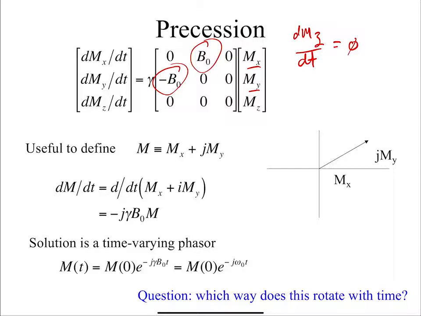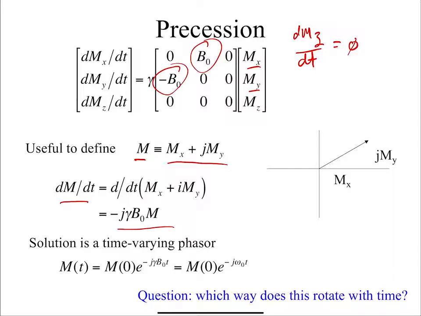All right? So it's going to be super useful to define a complex notation where m is equal to mx plus j my. And so we can use this phasor notation to describe what the magnetization is doing, because it has mx and my components. And if we do that, it turns out that you can write the equation of motion as dm/dt equals minus j gamma B0 m, where m was that complex number.